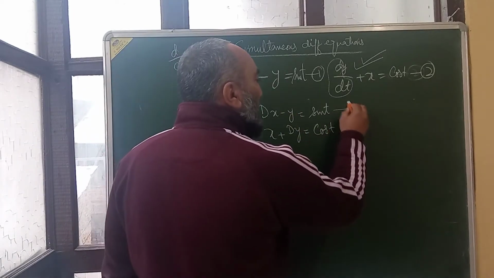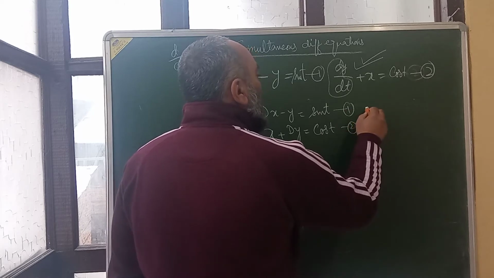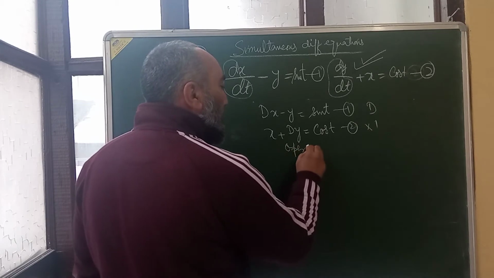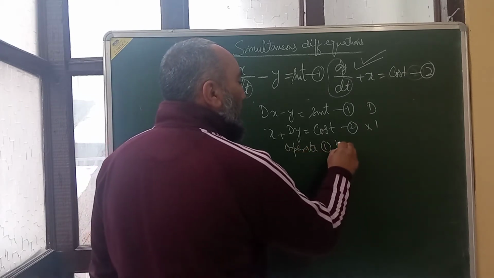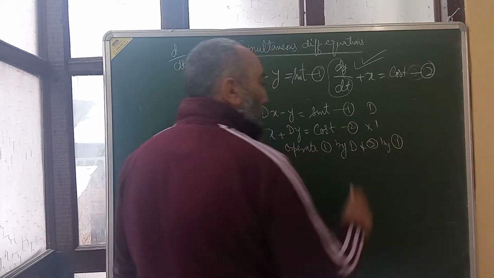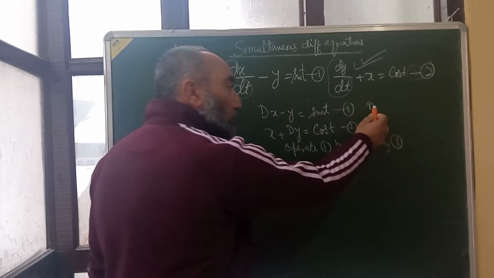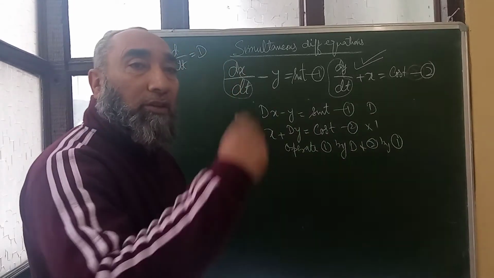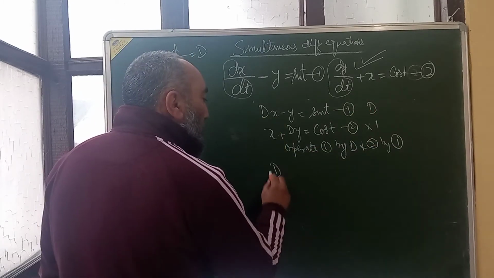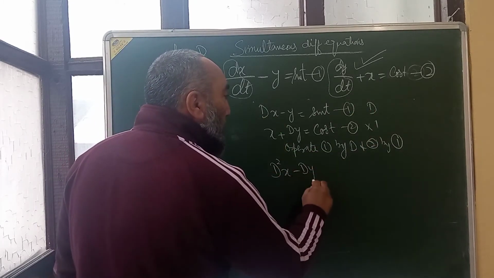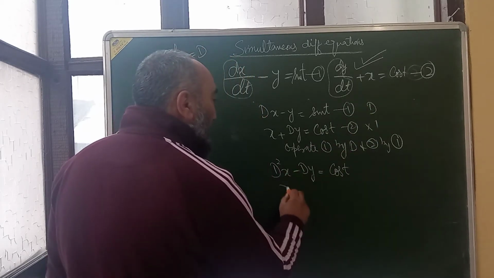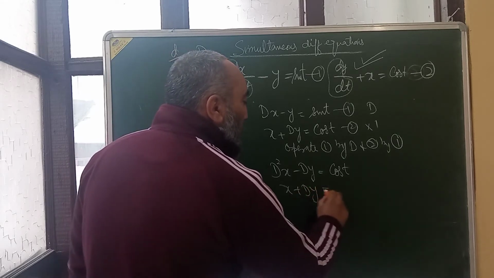Let me operate first by D and second by 1. It doesn't matter. You can multiply first by 1 and operate second by D in order to get rid of x. Now I am operating first by D. It is D square x minus D of y equal to differentiation of sin t. What is that? Cos t. Then x plus D of y equals cos t.